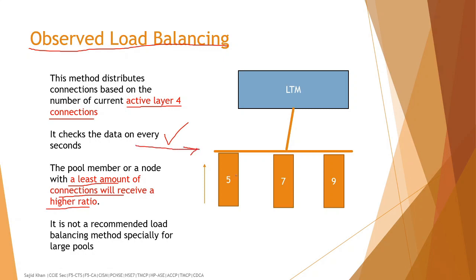So you can see that this server has a current connection count of 5, this server has 7, and this server has 9. So as per the diagram, the least connection count is 5, so the ratio of this server will be increased. So the next request will come to this server. The observed load balancing method is not recommended, especially for large pools. This is not a recommended load balancing method.